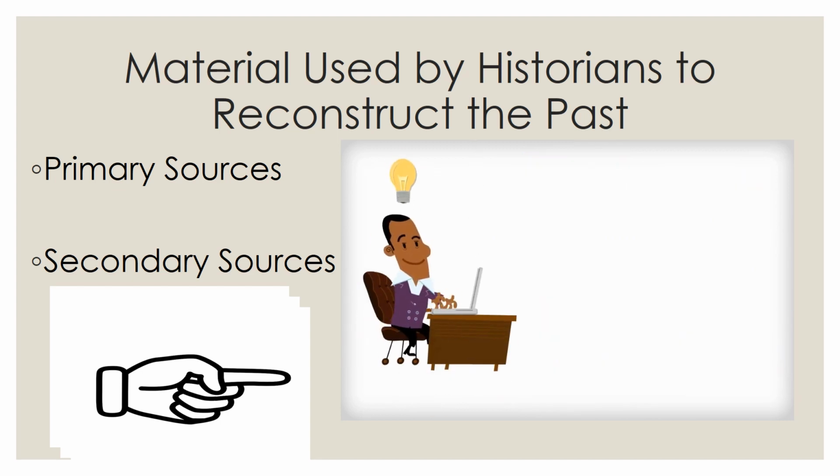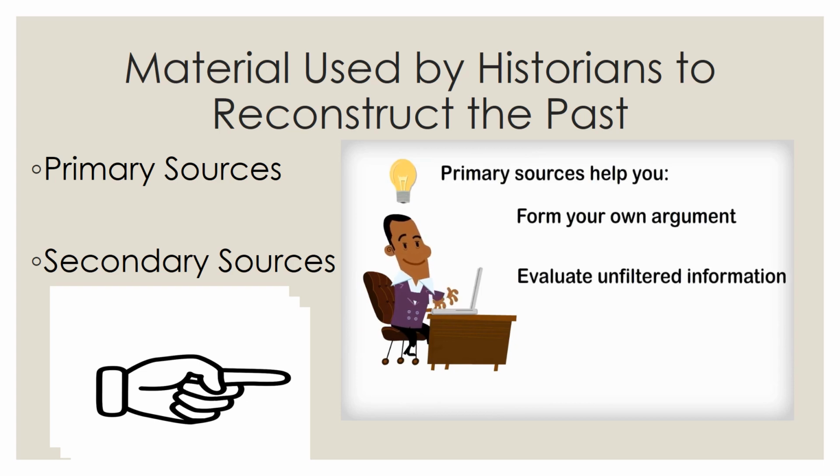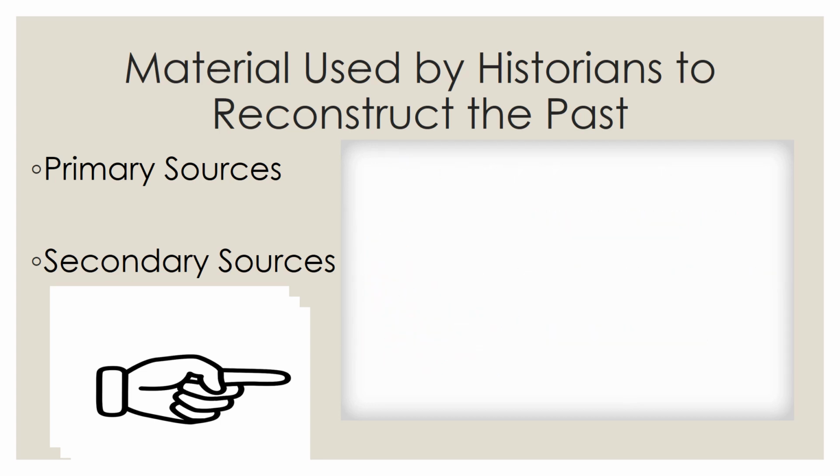It's a good idea to use primary sources in research papers because it allows you to form your own argument to defend your thesis, since the information you're using is unfiltered by another person's point of view. You're able to critique an original work using your own ideas.